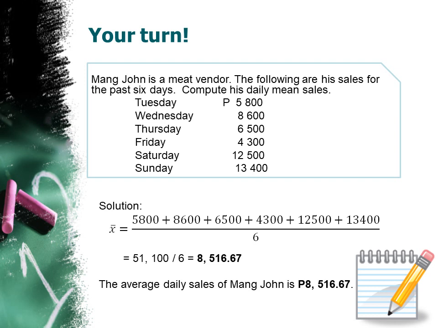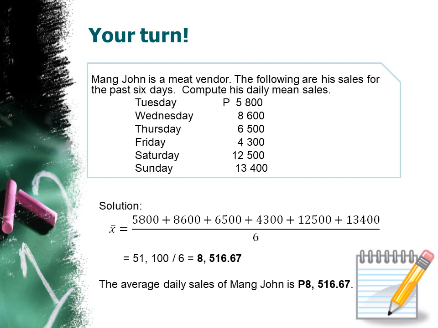the numerator, the sum of all those numbers, the sales, is 51,100. Since there are only 6 days involved in that particular problem, so divide by 6, then you will obtain 8,516.67. We have converted or estimated or rounded off our answer to the nearest centavo since we are dealing with money, sales. Therefore, the average sales of Mang John as a meat vendor is 8,516 pesos and 67 centavos.